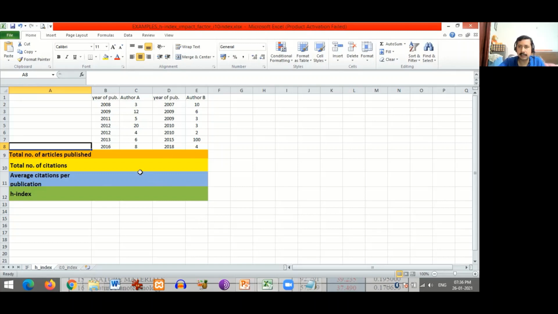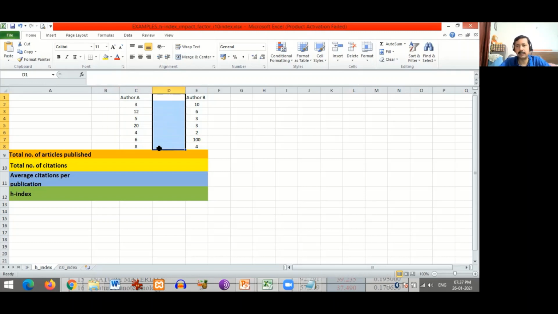And the data given here is the year of publication of the articles published by author A and that of author B, and the number of citations received for each article. This indicates the number of citations received by author A and author B for each article. So for calculating H-index, year of publication does not count. Therefore, I am going to delete the year of publication. That was only for your reference that I had included it.